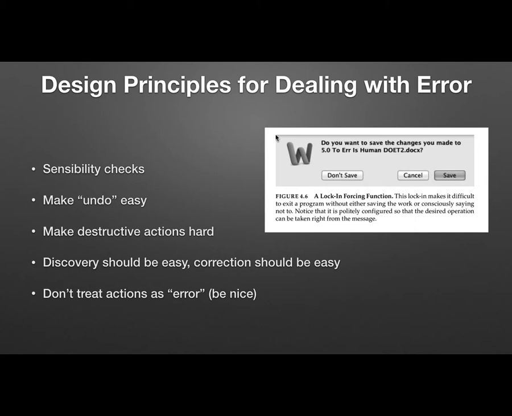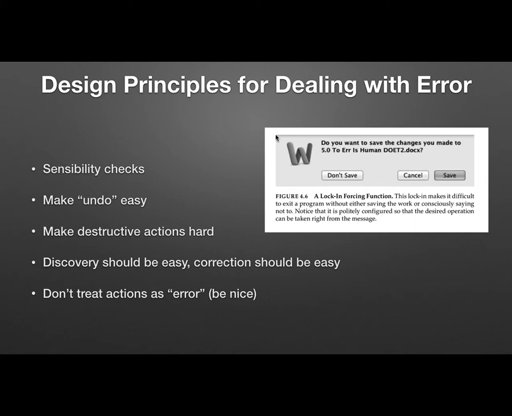So, some design principles for dealing with errors. You want to provide sanity or sensibility checks when you can. You may not always be able to, because in a lot of cases, the whole reason there's a human using this interface at all is because there's something that we can't automate. But you do want to validate things. You want to always be able to undo things if possible.